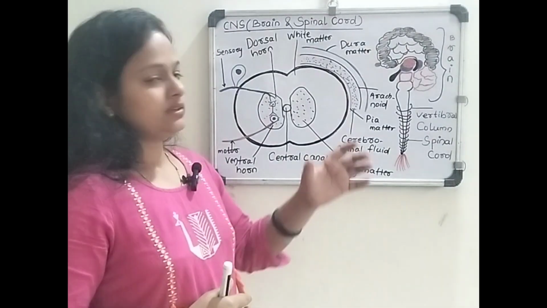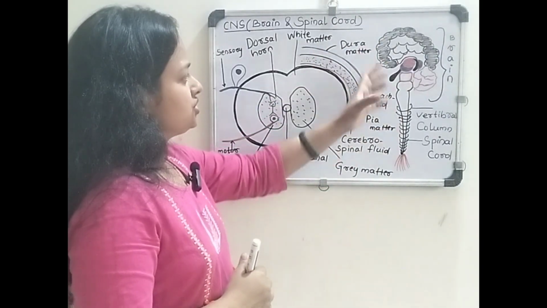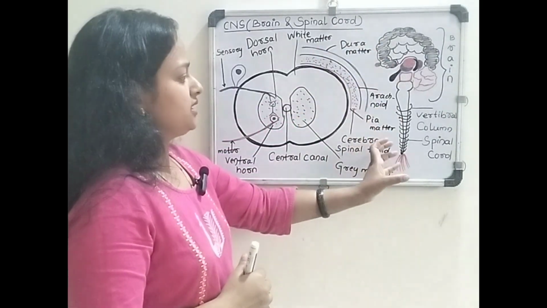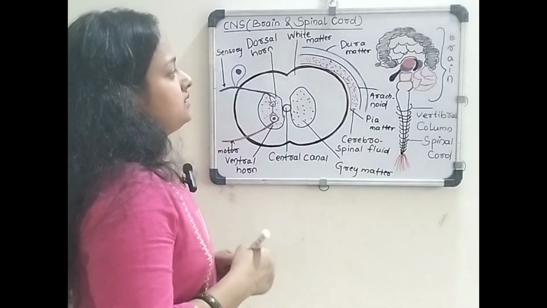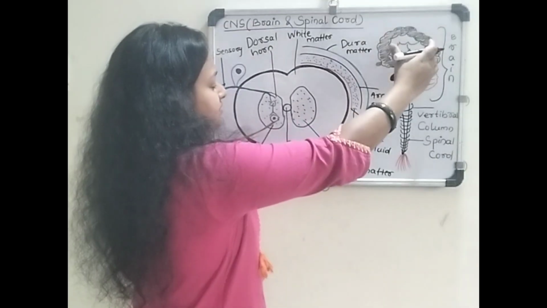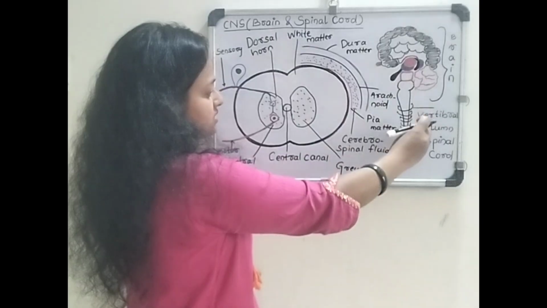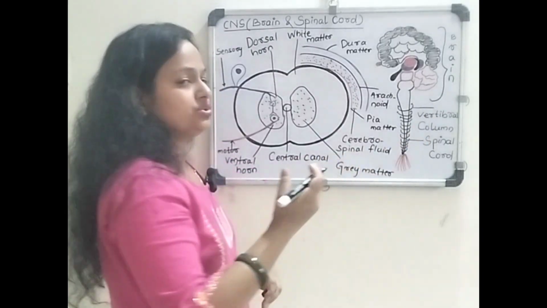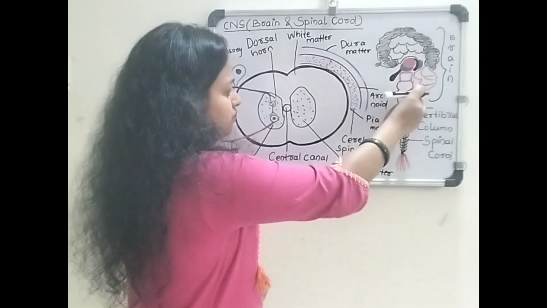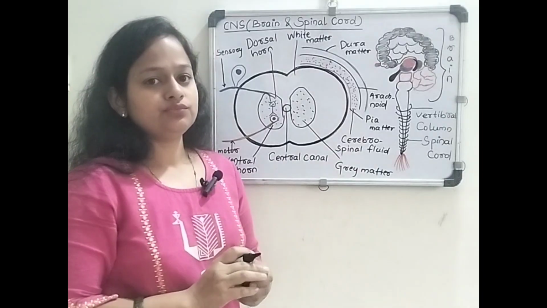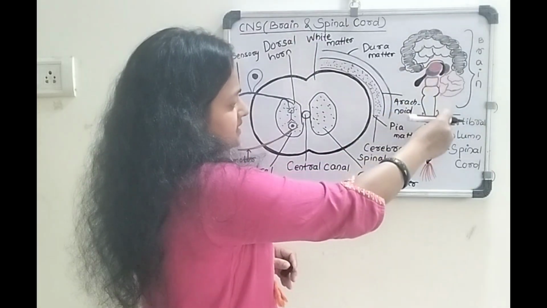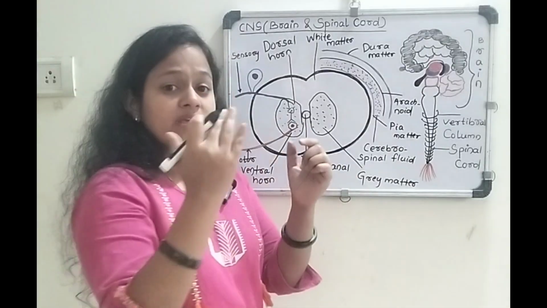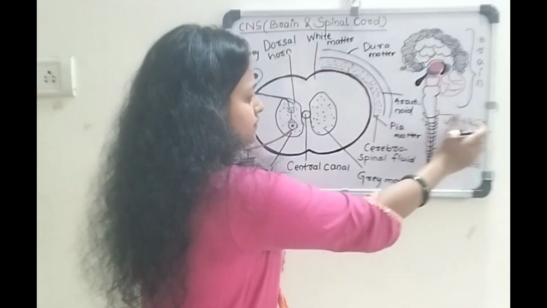So here you can see the structure of the brain and spinal cord, which comprise the central nervous system. The brain then continues as the spinal cord. The spinal cord is a tube-like structure about 43 to 45 cm long, and it runs in another tube-like structure, that is the vertebral column.